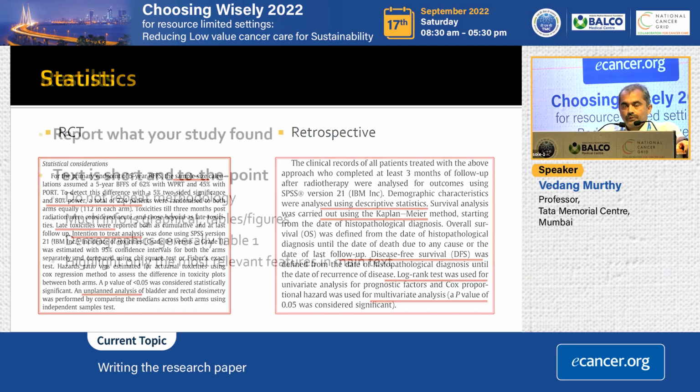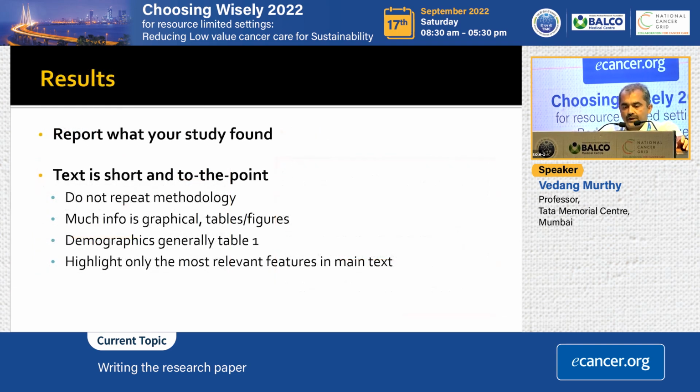A lot less text and a lot of graphs and tables is usually what is preferred in the results. A demographics table of who the patients were that were treated is usually Table 1, and you can highlight some of the important features from Table 1 in the text. Don't exaggerate claims or interpretations in the results.